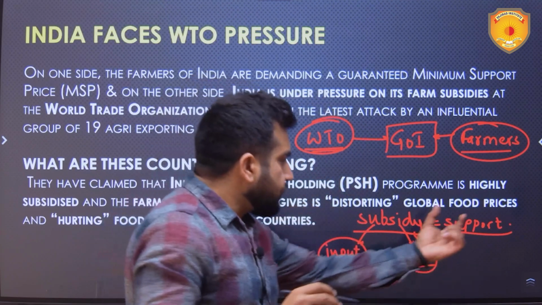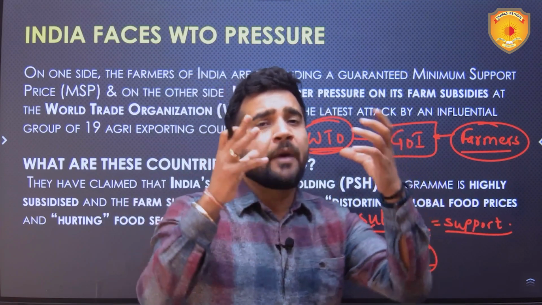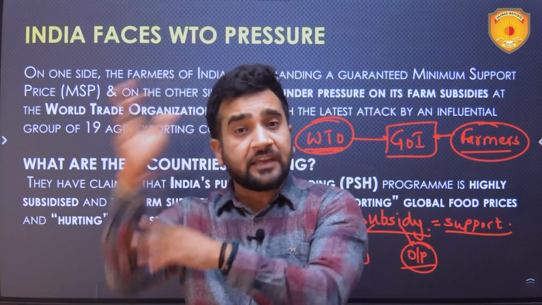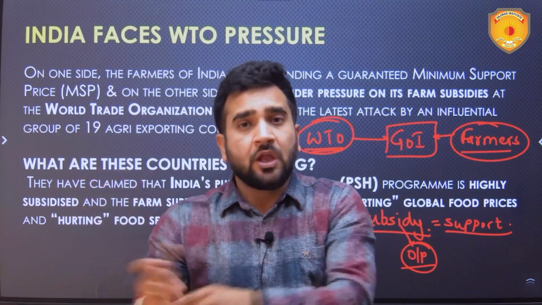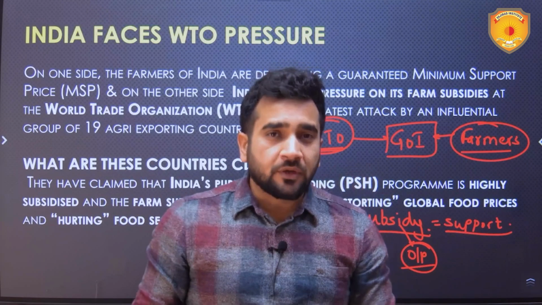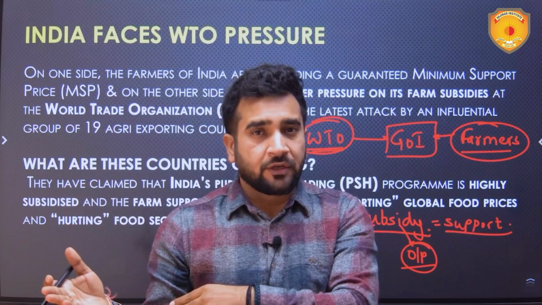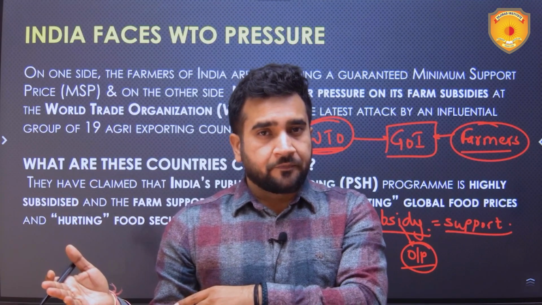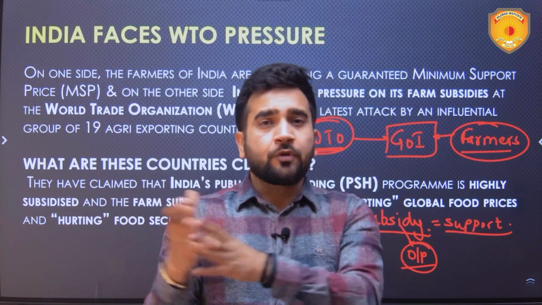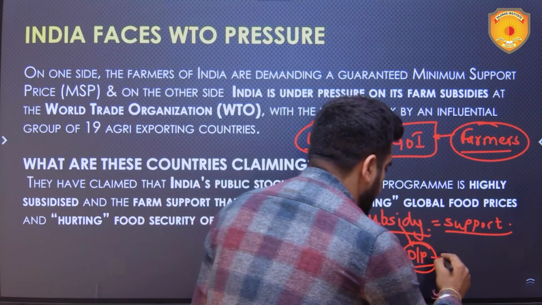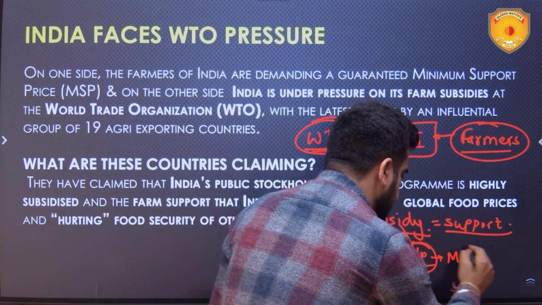Let's suppose you are providing support to the farmers by procuring their food grains at higher prices. That is also support. If you procure at lower prices, that is not support. If you are procuring at higher prices, that is support to the farmers. So minimum support price is basically over here. It is an output subsidy.